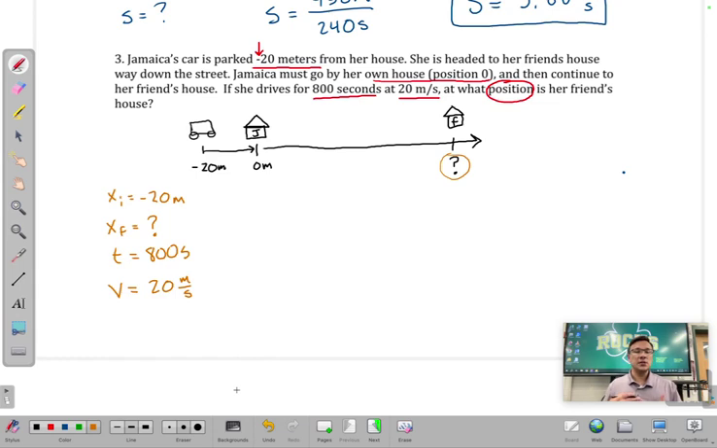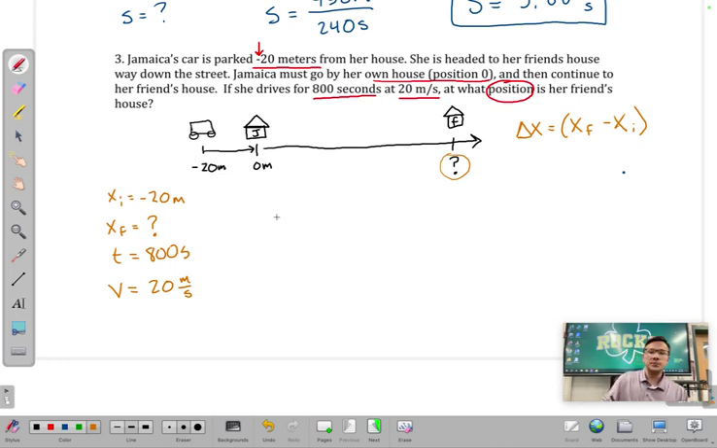Now, since I need to solve for final position, I obviously need to pick an equation that has final position in it. And so that's going to be one of the equations that involves displacement, delta x. And remember that delta x, the displacement of an object, is equal to the final position of that object minus the initial position. So since we have both of those things, final and initial, you're always going to want to look for xf and xi.